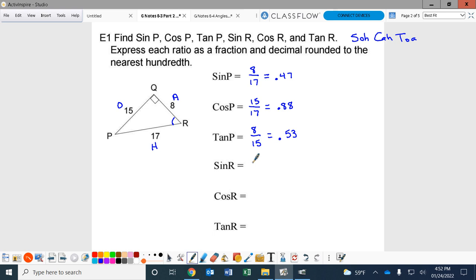So from there, sine of R would be opposite over hypotenuse. So opposite would be 15, hypotenuse would be 17. 15 over 17 as a fraction, and then the decimal for that, since it can't reduce, would be 0.88. We already did that here, so I didn't have to figure that out. And then cosine of R is going to be adjacent over hypotenuse, so it's going to be 8 over 17. 8 over 17 again doesn't reduce, but its decimal is going to be 0.47.